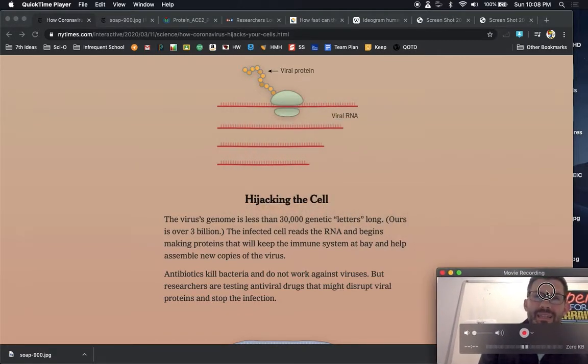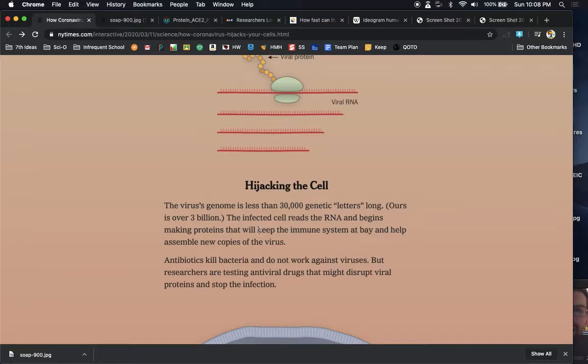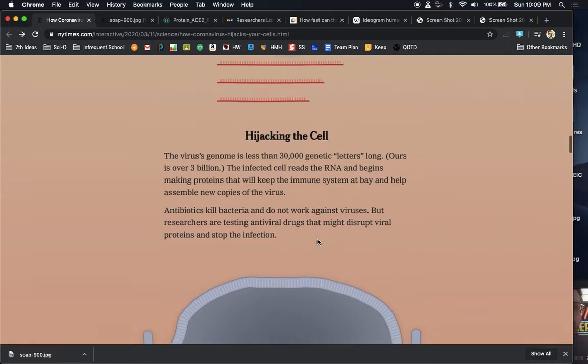So it's making its code, and because it hijacks that cell, it then starts making proteins that are infected with the coronavirus. And that cell will then go through mitosis, and it will divide and replicate. And that's where you have the spread of the virus inside your body.